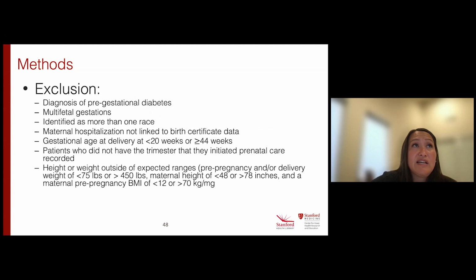And so we excluded patients who had a diagnosis of pre-gestational diabetes, if they had multi-fetal gestation, so like twins or higher, if they identified as more than one race, if their hospitalization was not linked to the birth certificate data, if they had implausible birth dating, so if their gestational age when they delivered was less than 20 weeks or greater than 44 weeks, if patients did not indicate when they initiated prenatal care, because we really wanted to adjust for that and to see if that could potentially explain something. And then if they had height or weight that was outside of expected normal ranges for people.